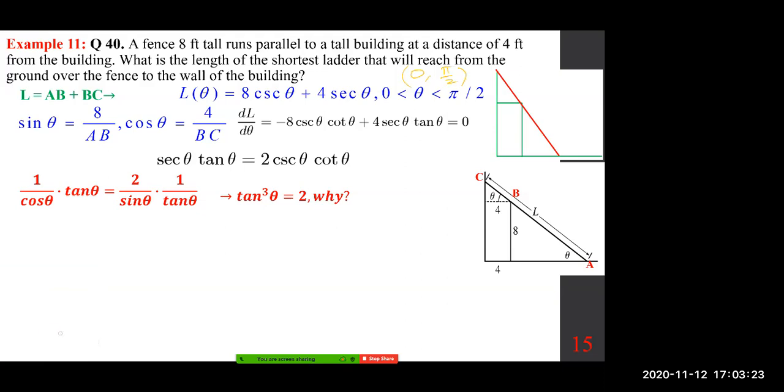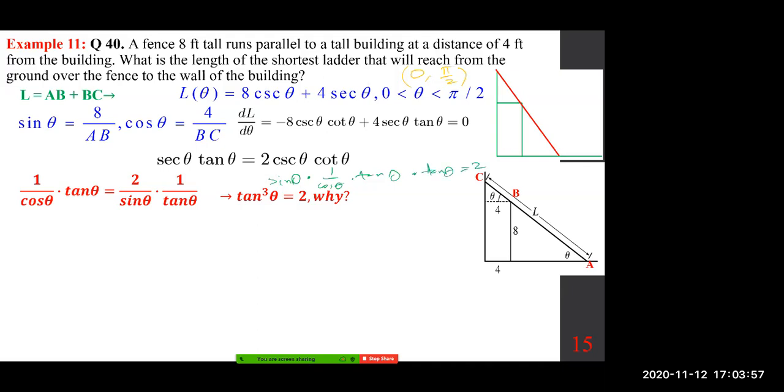Let me show this. On the left side, we have 1 over cosine theta times tan theta. The sine theta on the right goes to the left, so we multiply both sides by sine. Then tan theta on the right goes to the left, becomes another tan theta, and the number 2 remains. I hope you see that.